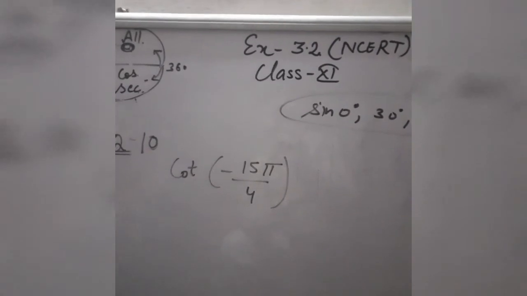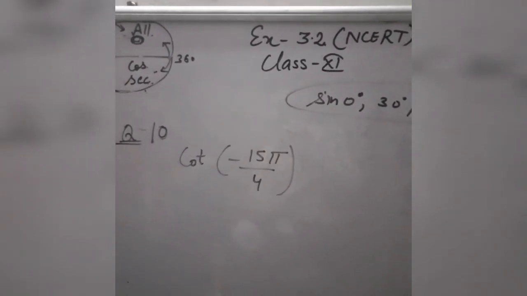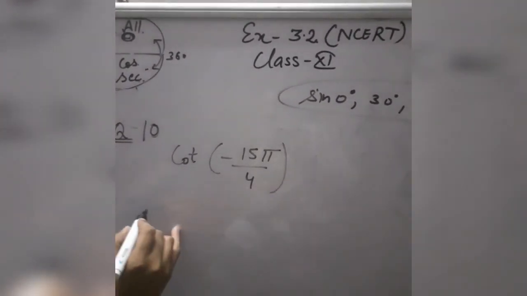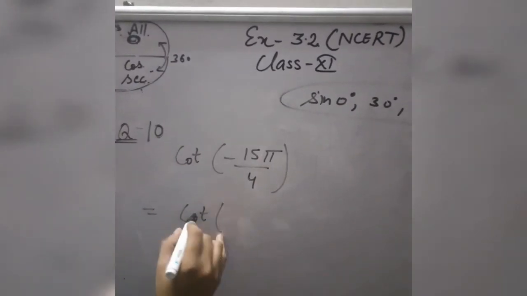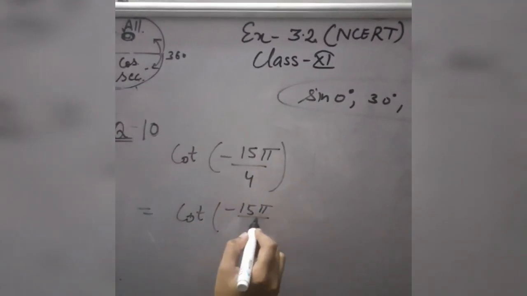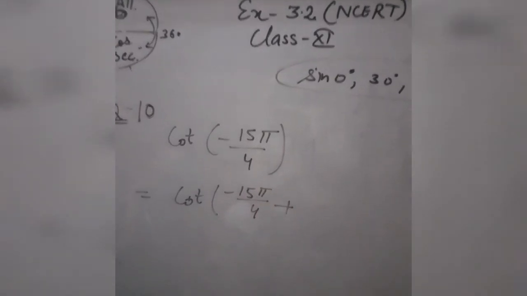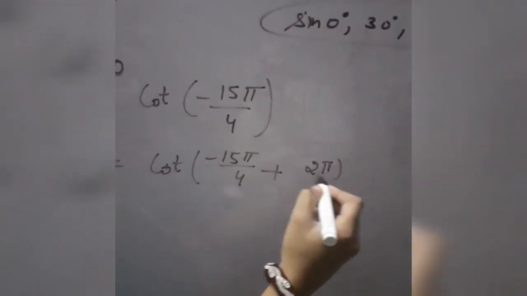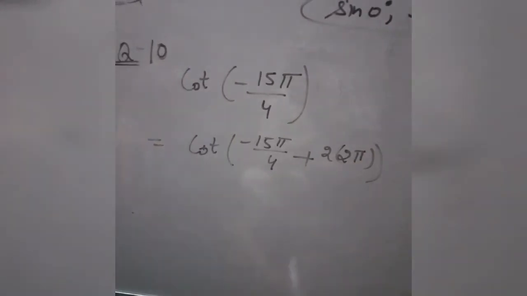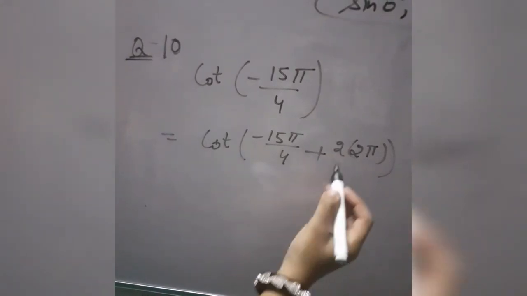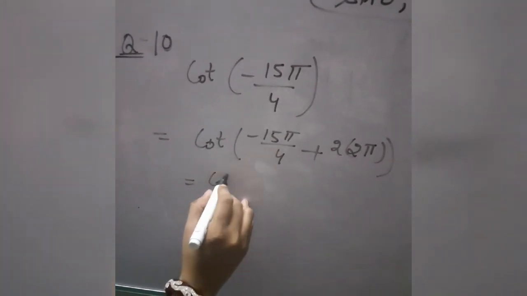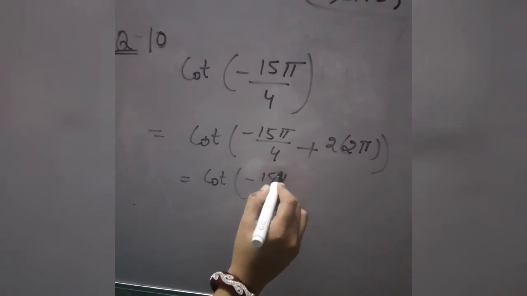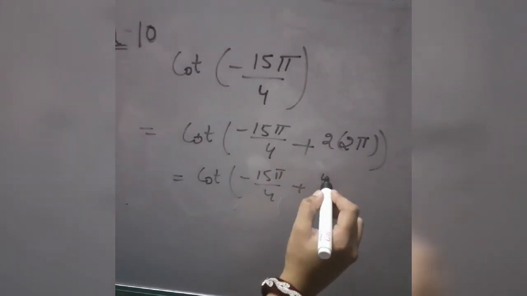Now in question number 10 you have to find the value of cot of minus 15 pi by 4. Now for this cot of minus 15 pi by 4, here also you can add any angle which is a multiple of 360. In terms of radians, 360 can be written as 2 pi, and here you are taking 2 into 2 pi, means 2 into 360, it becomes 4 pi.